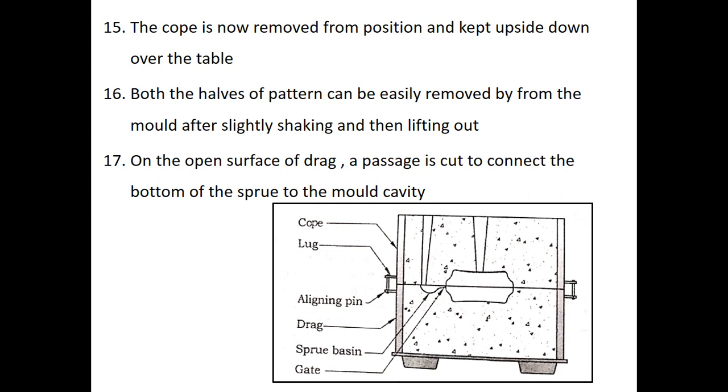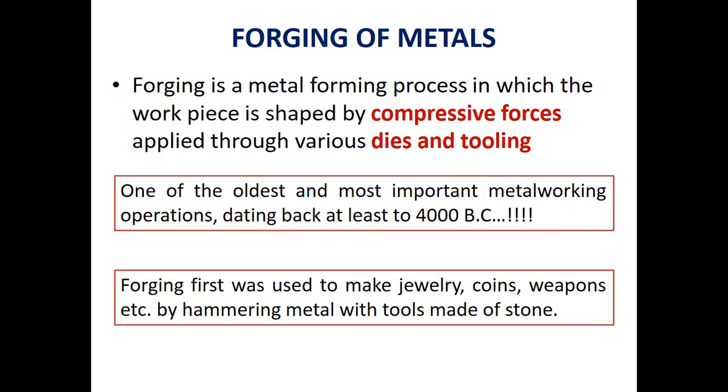It's called casting, and here we discussed the sand casting, and the important step in sand casting is called the sand molding. Now we are going to discuss another important manufacturing process called forging.